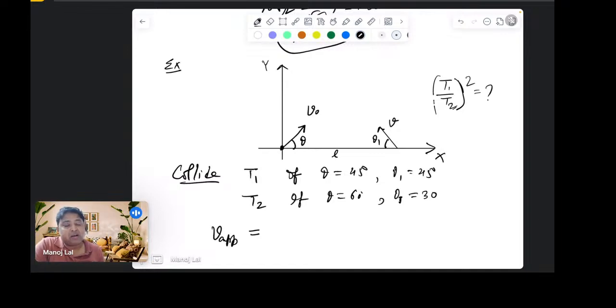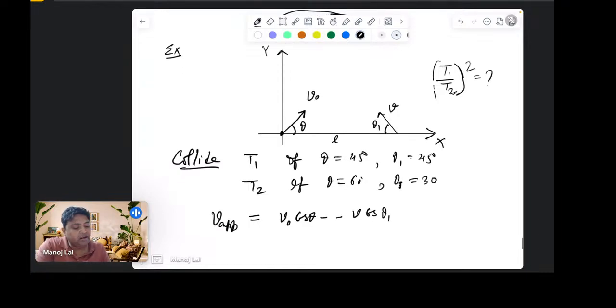Since collide means, I told you, the perpendicular component is always zero. So V approach will be what? V naught cos theta minus V cos theta 1, right? And this will be your V naught. This is 45 degree in case 1. Then the velocity of approach will be how much? V naught by root 2 plus V by root 2.